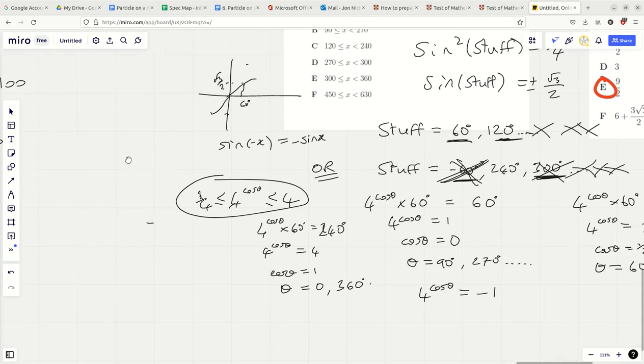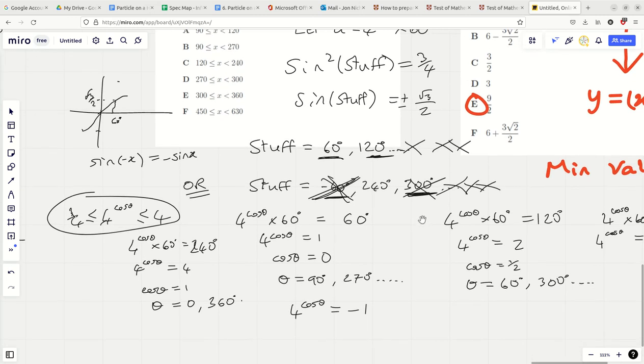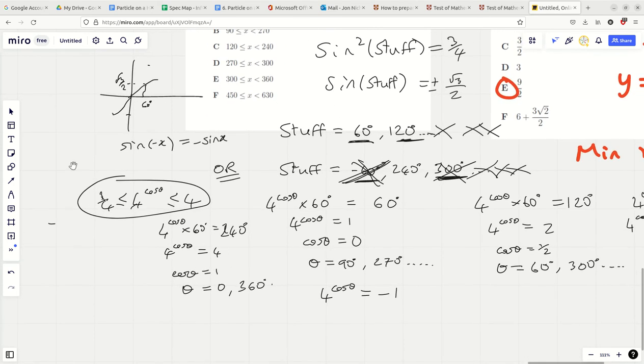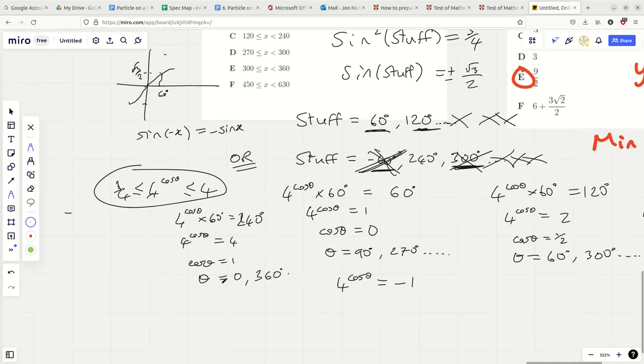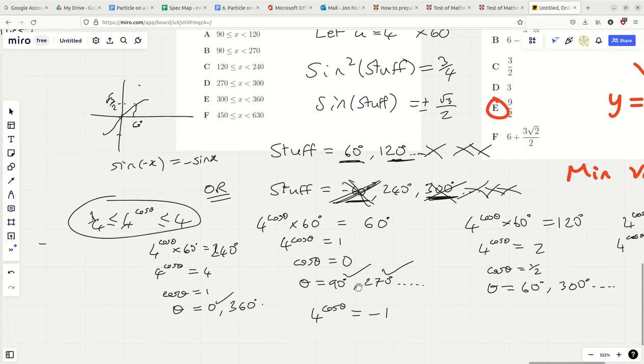Now we want them to have just 3 solutions. So what are those 3 solutions going to be, given that this starts from 0? Well, 0, oh, and it is less than or equal to and less than or equal to. So you could have 0, you could have 90, and you can have 270. And then you've definitely got 3 solutions. You don't want the 360 one because you only want 3 solutions. So we want this going 0 up to 270.